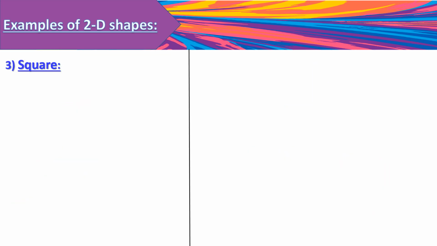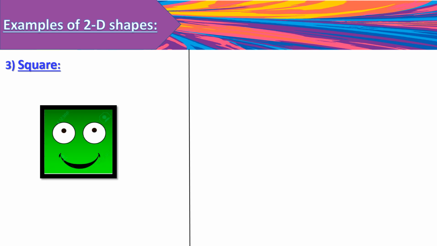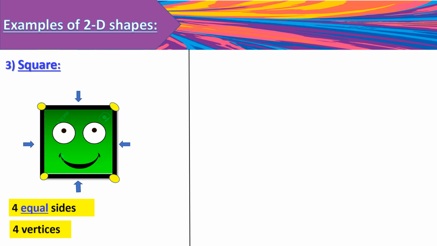Let's start with our square. We have a green square here. Let's start counting sides. 1, 2, 3, 4. All of these sides are equal. The first side equals the second one, equals the third one, and equals the fourth one. So they are 4 equal sides. How many vertices? 4 vertices.